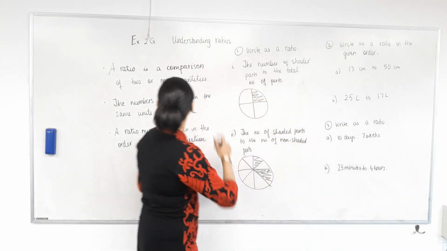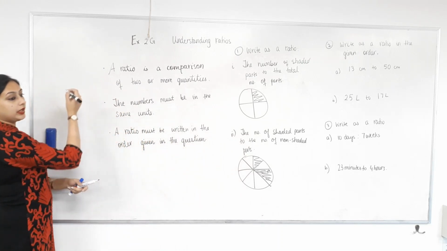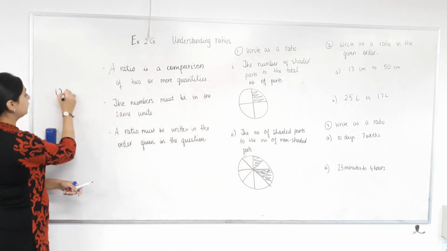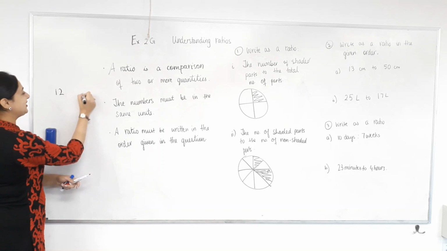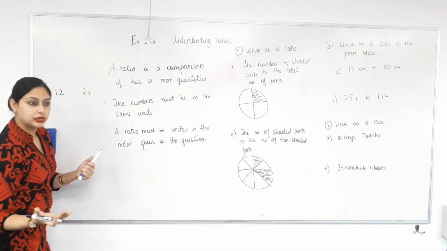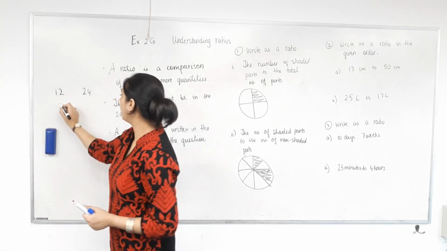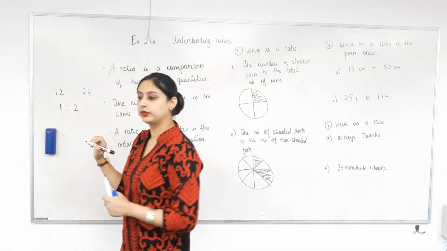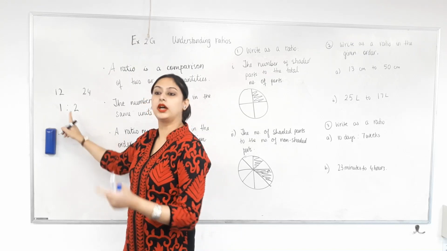Alright, so now I'm just going to write it here. So let's say if you are 12 years old and I am 24, right? Can I say that I'm twice as old as you? Yes? So I can write the ratio as 1:2. That if you are 1 year old, I am 2.